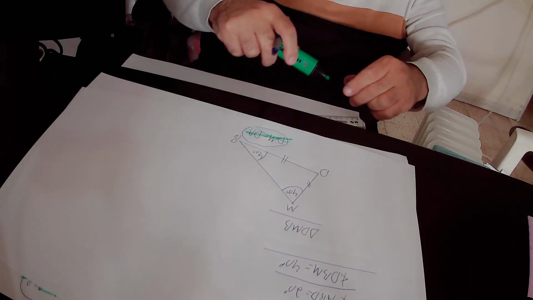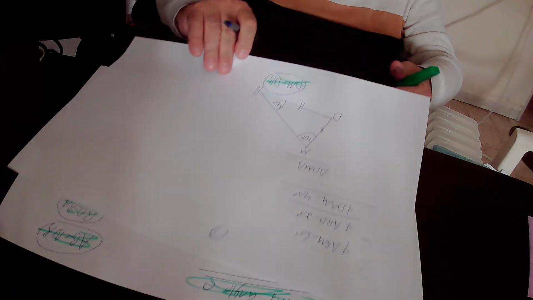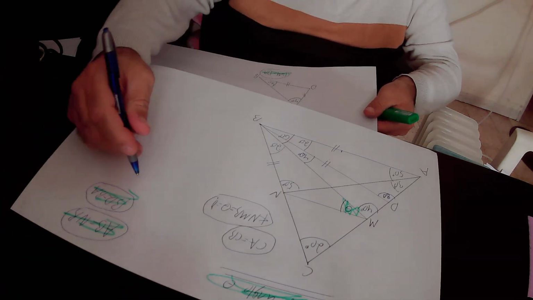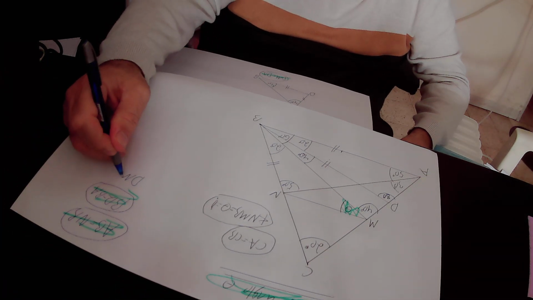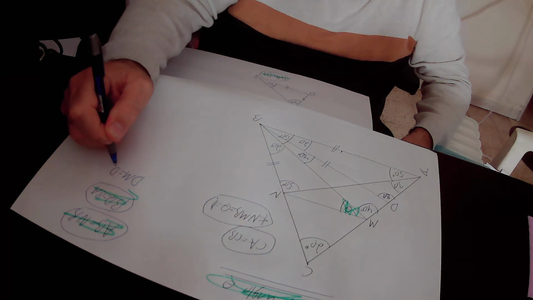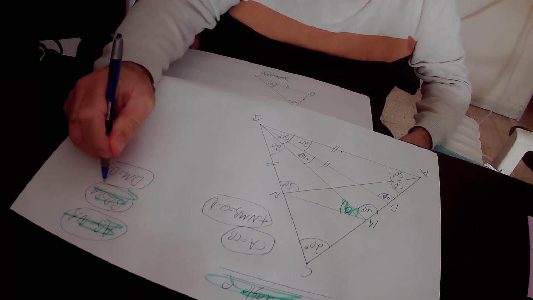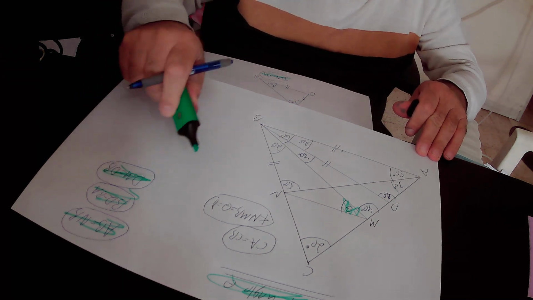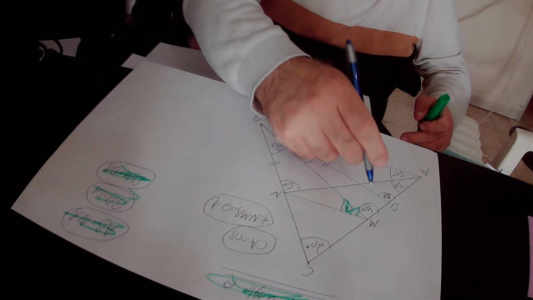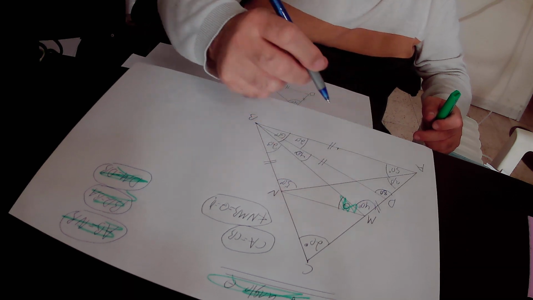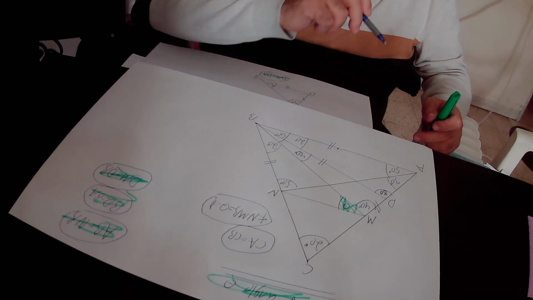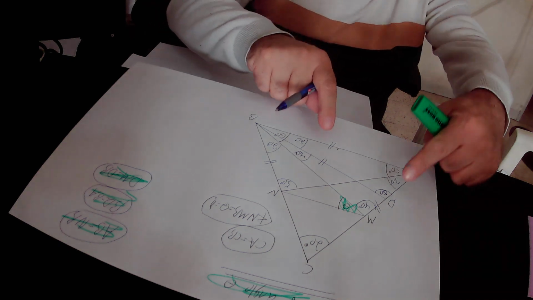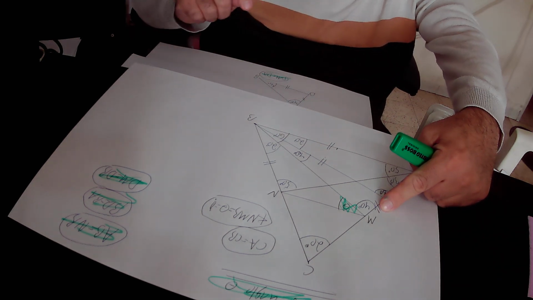So here, DM equals DB. Write it down here: DM equals DB. This is side DM that is equal to side DB. Those two sides are equal to each other.